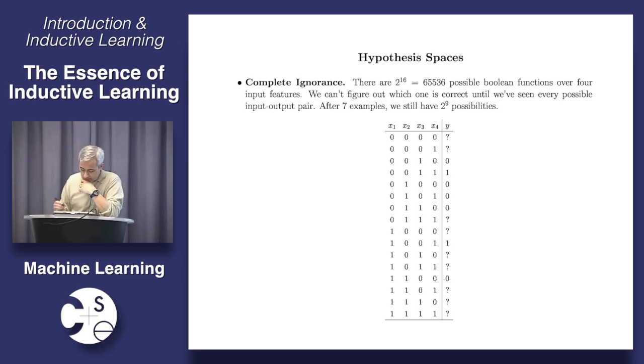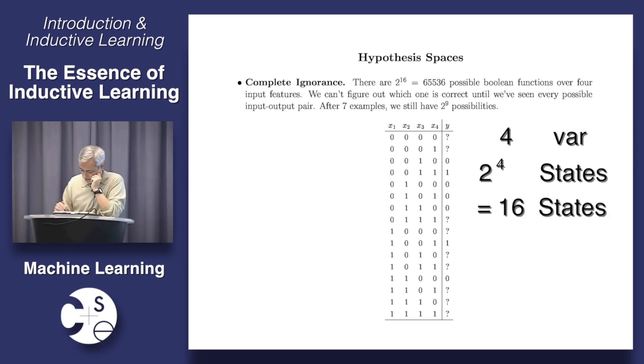And now notice the other interesting thing here, which is I have 4 variables. So I have 2 to the 4 states, i.e. 16 states. So how many functions are there? How many possible functions are there of 16 Boolean inputs? People didn't answer. 2 to the 16.